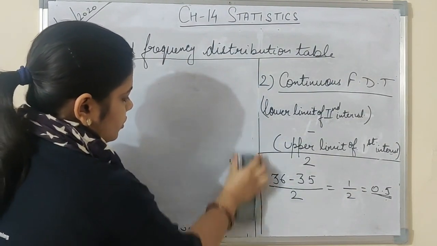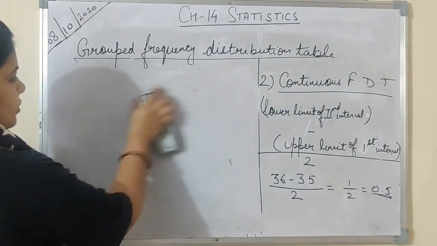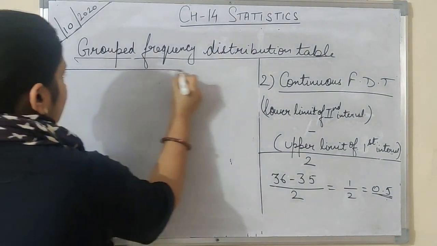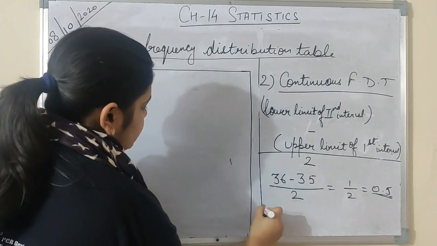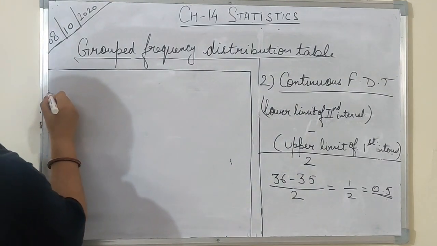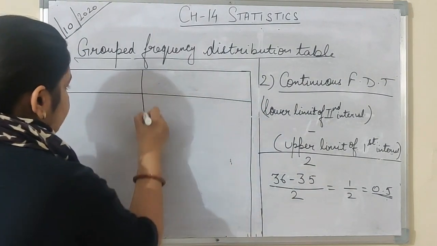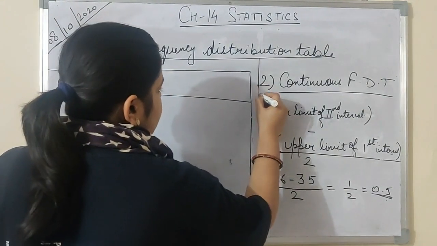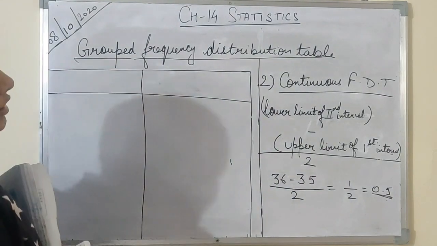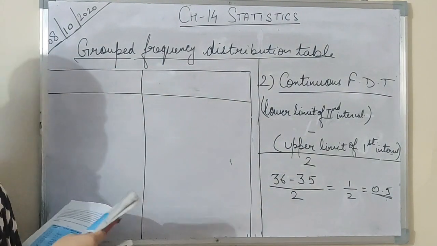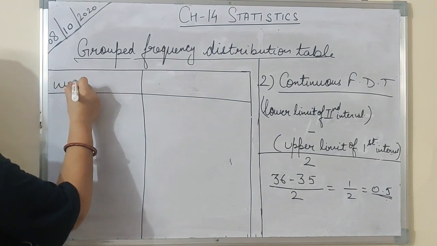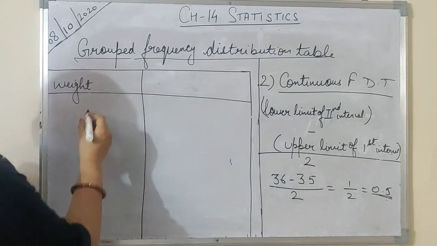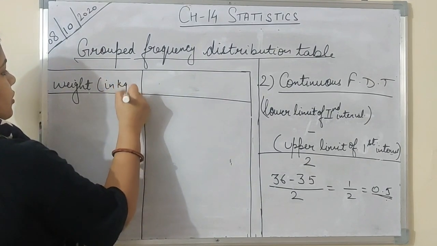Okay, so here you will see that I am making a table for a continuous frequency distribution table. As this is very much important for graphical representation, you have to convert non-continuous to continuous first in every graphical representation, so it's very important. So I'm making it again. This time the table will be in continuous frequency distribution.